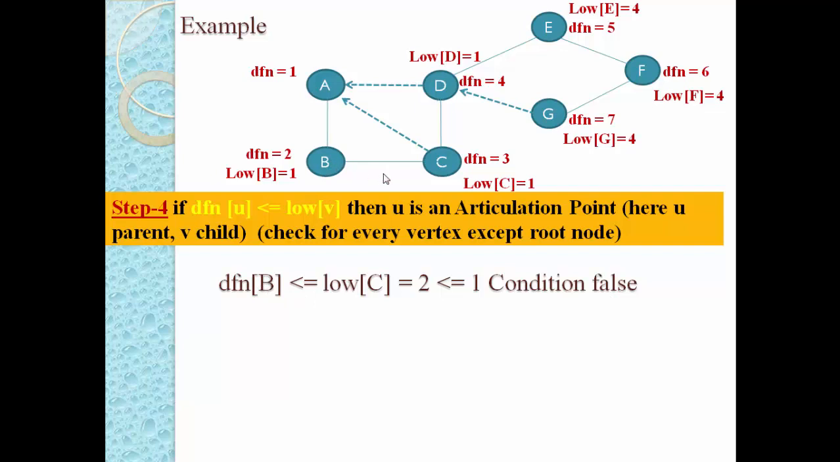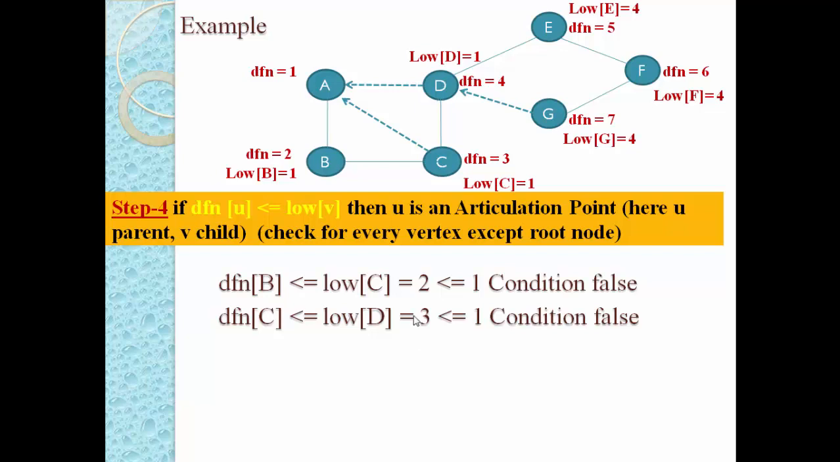Now let us check the next pair, that is C and D. Here C is the parent node and D is the child node. So DFN of C less than or equal to low of D. Here DFN of C is equal to 3 and low of D is equal to 1. So 3 less than or equal to 1, again the condition is false. It means that C is not the articulation point.